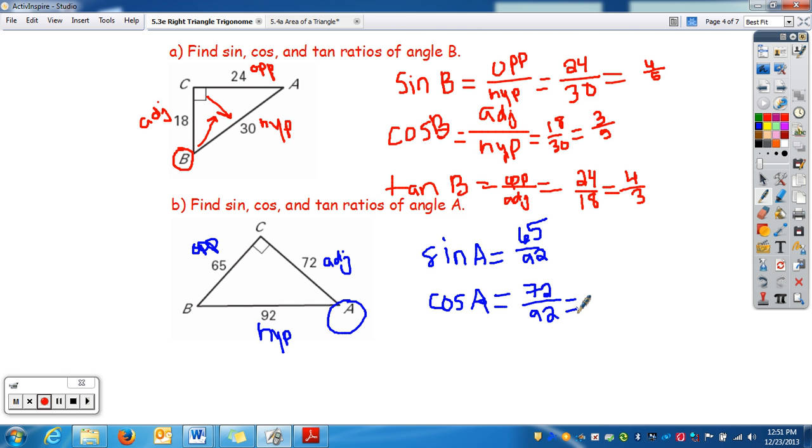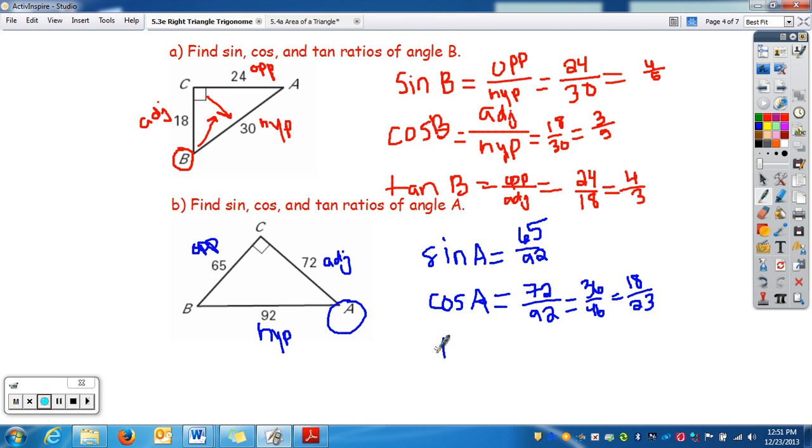Those are both even, so I can divide them out. That is 36 over 46. So I can go one further. If I divide that by 2 again, that's 18 over 23. So I could have divided by 4 at the start.